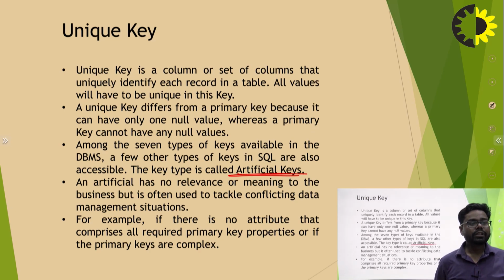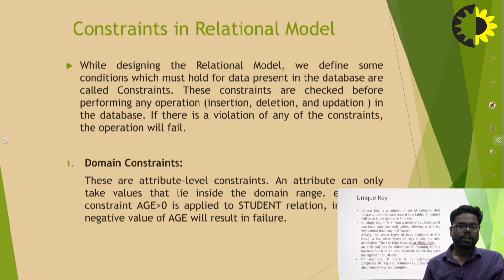An artificial key has no relevance or meaning to the business, but it is often used to tackle conflicting data and manage situations in databases. For example, if there is no attribute that satisfies the primary key property, or if the primary key is too complex, then we have to solve this. This is the artificial key.